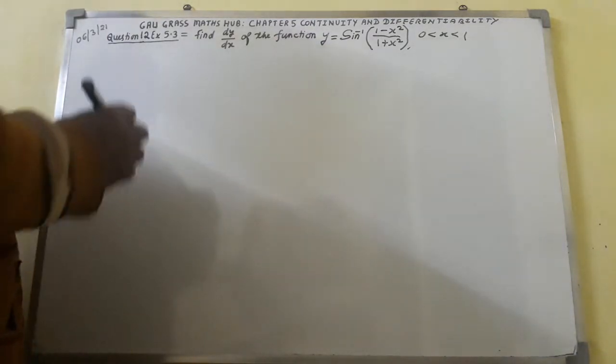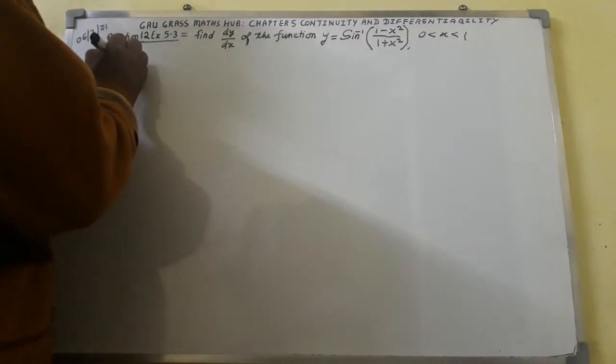I am going to discuss question number 12, taken from exercise 5.3, chapter 5, continuity and differentiability. The question is: find dy over dx of the function y equals sine inverse of (1 minus x square over 1 plus x square), where 0 is less than x less than 1. This is the question I am going to discuss here. Here I write the solution.